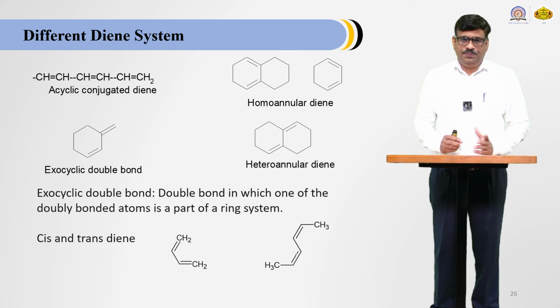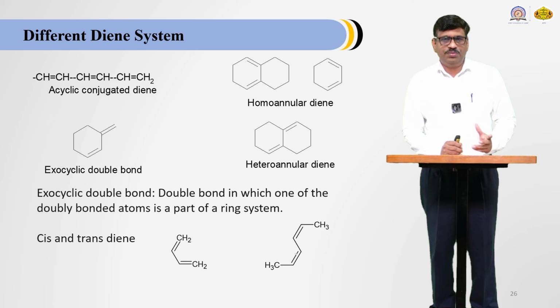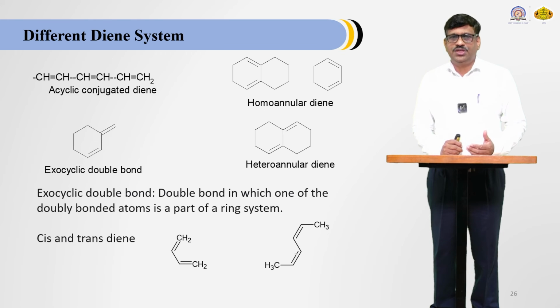Now, different diene systems. In this chapter, we are going to solve some problems based on diene and enone systems. In that, we are going to calculate the lambda max value of various diene systems and various enone systems. For that purpose, we require all these things. Acyclic conjugated diene means an open chain alkene that has an alternate double bond single bond pattern. Homoannular diene means two double bonds are present in one ring, and these two double bonds should be in conjugation with each other.